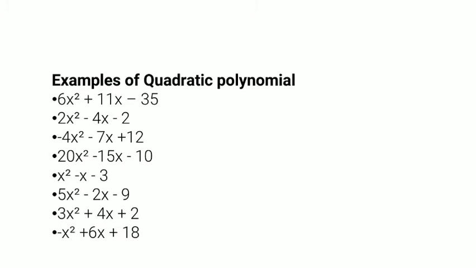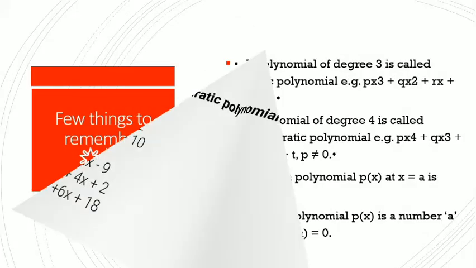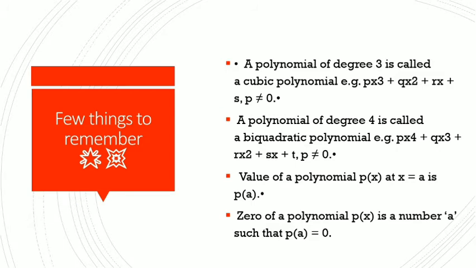That is also a quadratic polynomial. So these are examples of quadratic polynomials, which have degree 2, the highest degree being 2. Now, a few things to remember. A polynomial of degree 3 is called a cubic polynomial. Again, it can be represented in a general form as px cube plus qx square plus rx plus s, p non-zero.